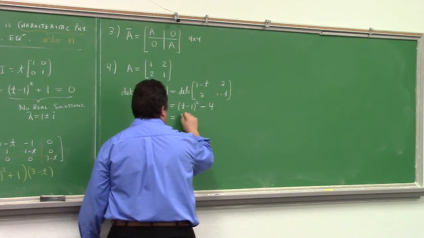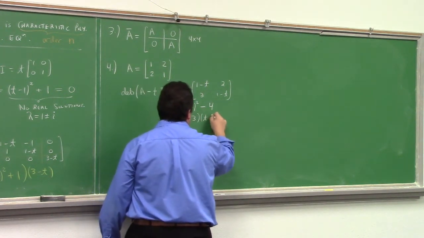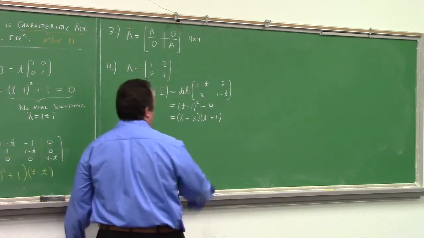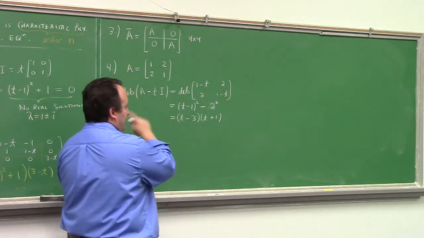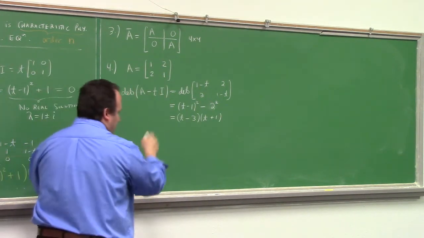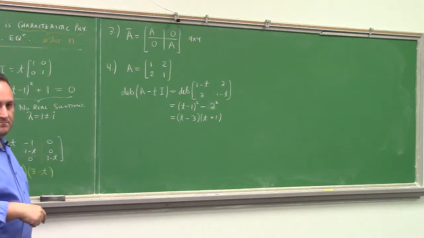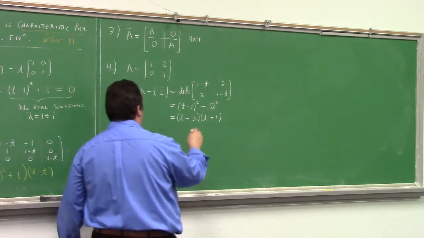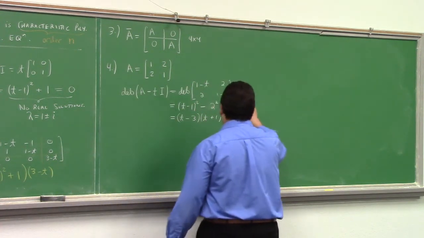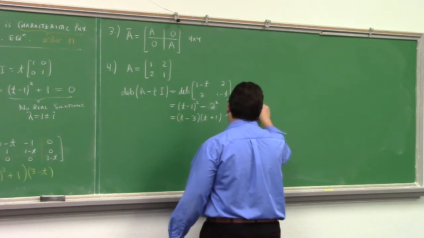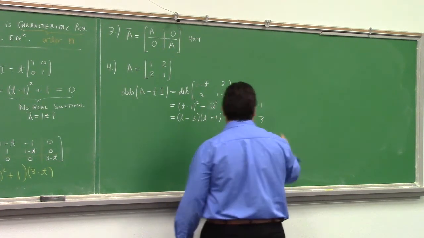So then that's a difference of squares. That's t minus 3 times t plus 1, eh? That's just 2 squared. So I do t minus 1 minus 2, t minus 1 plus 2, difference of squares. So this gives me eigenvalues lambda 1 equals minus 1, and lambda 2 equals 3.